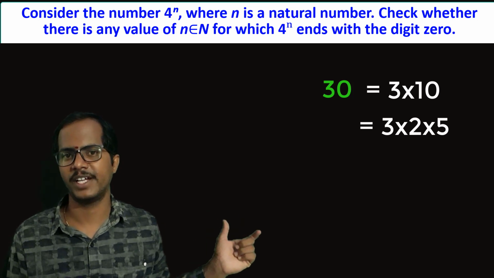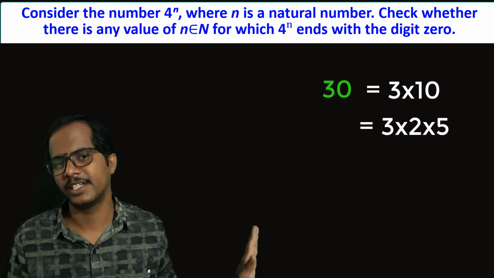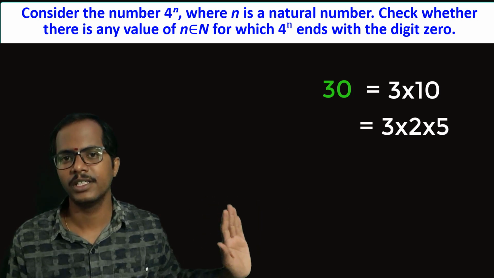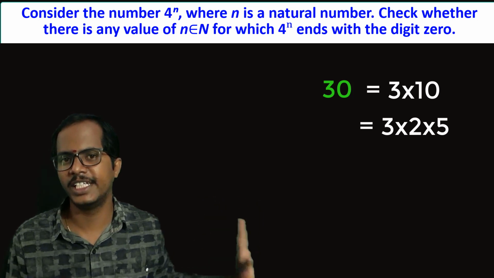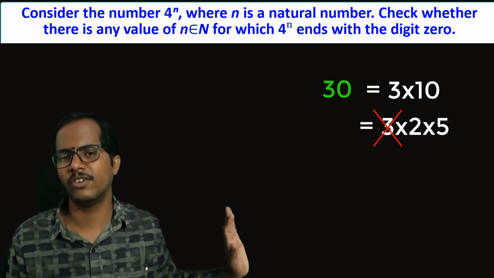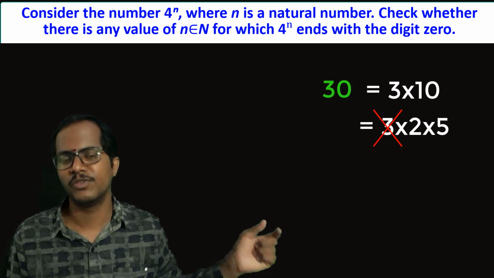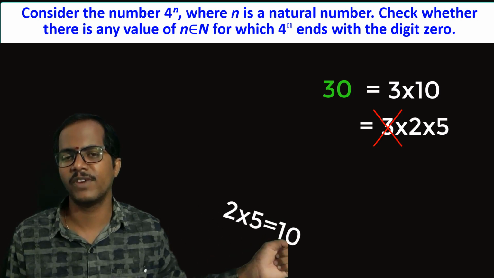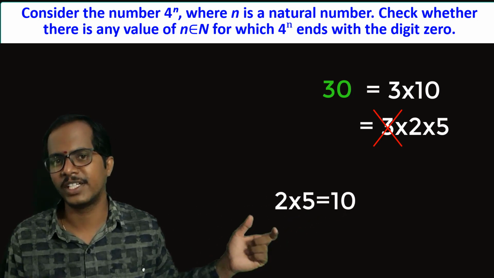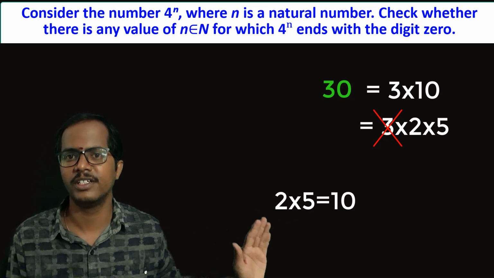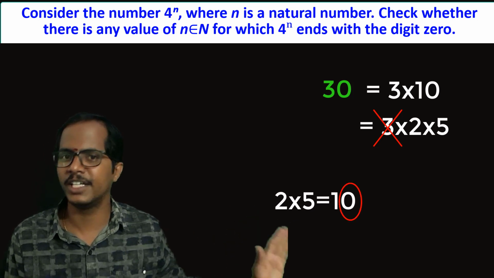Now observe this prime factorization. In these prime factors, we have 3, 2 and 5. Suppose 3 is not present there. Now what do we have? Just 2 and 5. Now multiply them, what do we get? 2 into 5, that is 10. So what number do we get? 10. And does it end with the digit 0? Yes, 10 is ending with the digit 0.